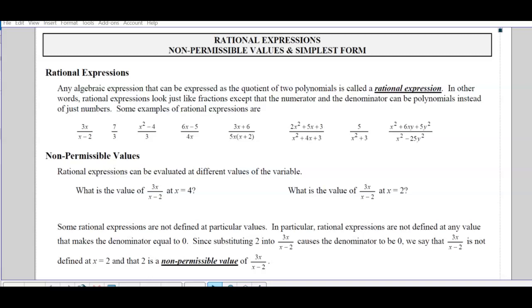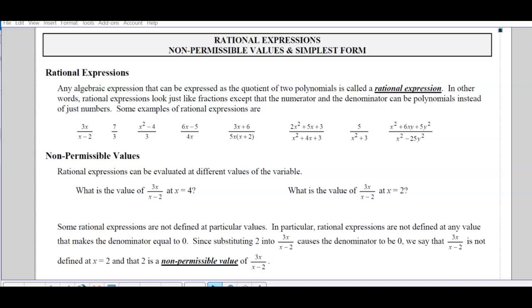All right, we're on the first lesson of rational expressions and equations. So we want to identify what a rational expression is to start. It's any algebraic expression that can be expressed as the quotient of two polynomials. That's what a rational expression is. So it looks just like a fraction, except the numerator and denominator can be polynomials instead of just numbers.